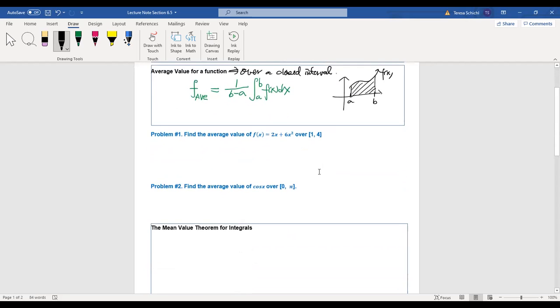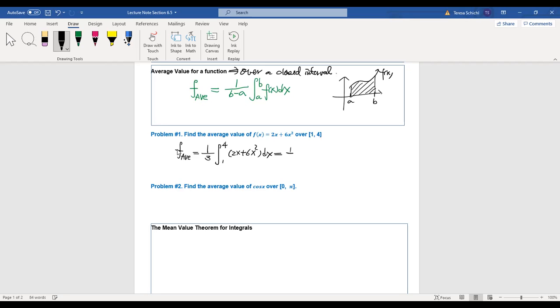Now let's take a look. Problem number 1 is to find the average value of this function over the interval 1 to 4. This will be pretty easy. The length from 1 to 4 is 3, so it's 1 over 3. Then you take the integral from 1 to 4 to see what the total area is, which is the integral of 2x plus 6x squared dx.